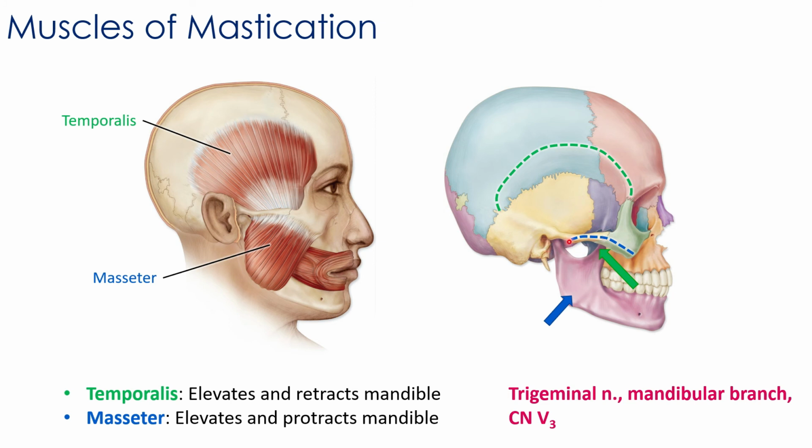The masseter, on the other hand, is going to originate from the zygomatic arch and then insert into the angle of the mandible. And so if you can picture this muscle here, when we have this insertion at the arrow moving towards the origin at those lines, we'll still have that elevation of the mandible, but this time it will be protracting the mandible.